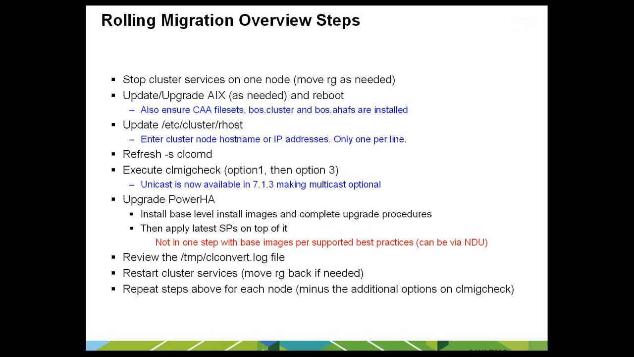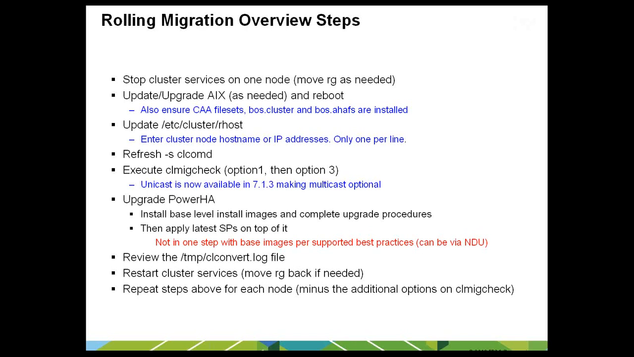After that, we're going to upgrade PowerHA. 7.1.3 GA is the only level that's available, so I have no fix packs to put on top of it, so I'm not going to have to perform two updates. And then if you like, you can check the CL convert log. I usually don't unless I have a problem, but I will show the CL MIG check file. When you execute CL MIG check, it does create a text file in the /var/clmigcheck directory, so I'll show you the contents of that.